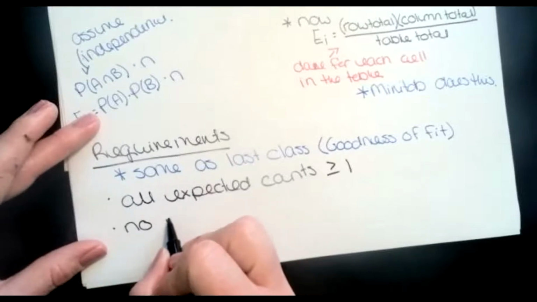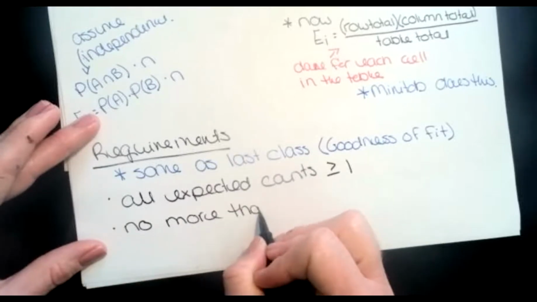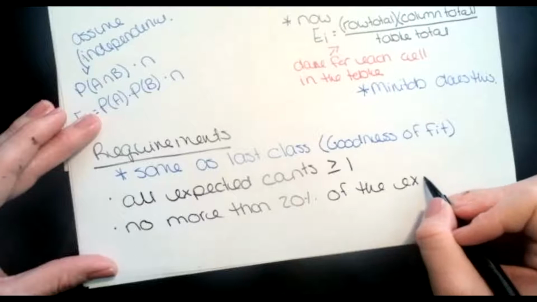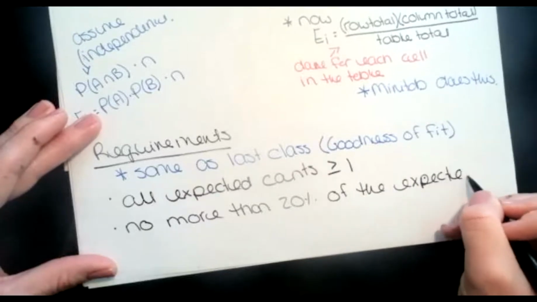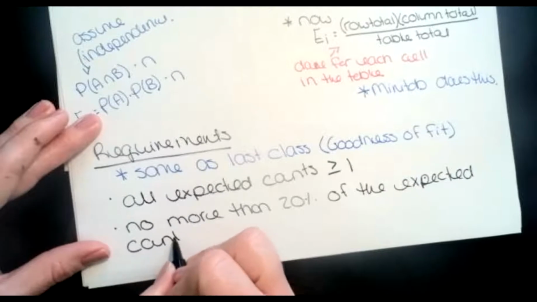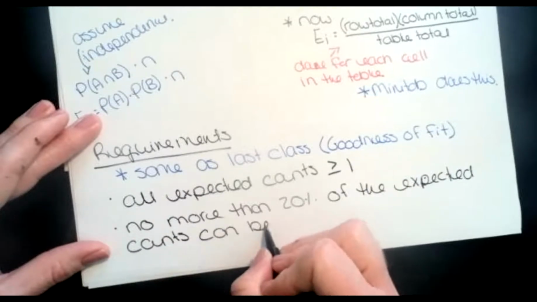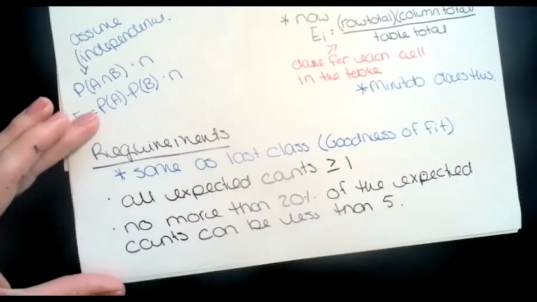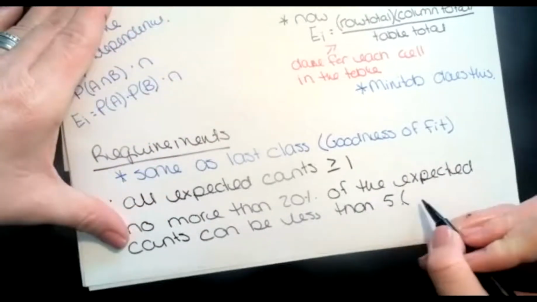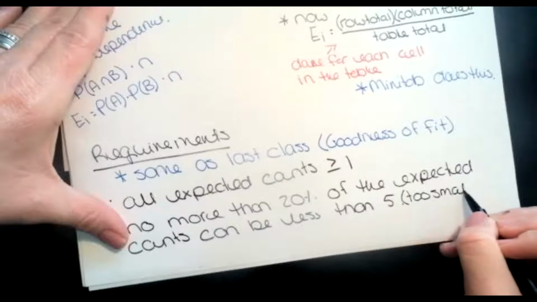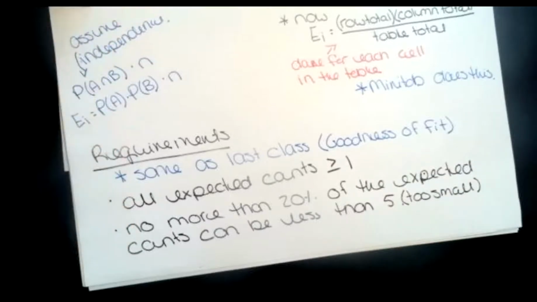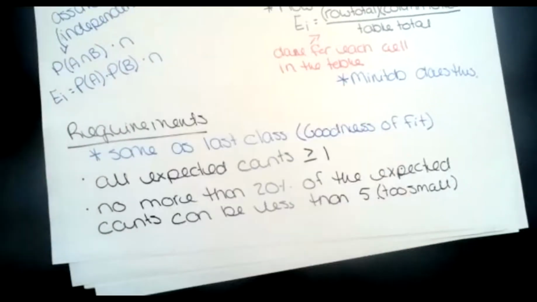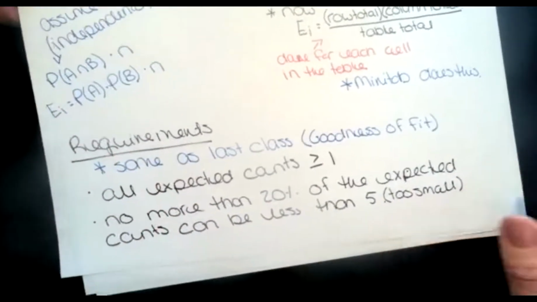And the other one was no more than 20% of the expected counts can be less than 5. Remember, 5 was considered too small. You'll put that too small. Okay. All right, so that's the background behind the test.